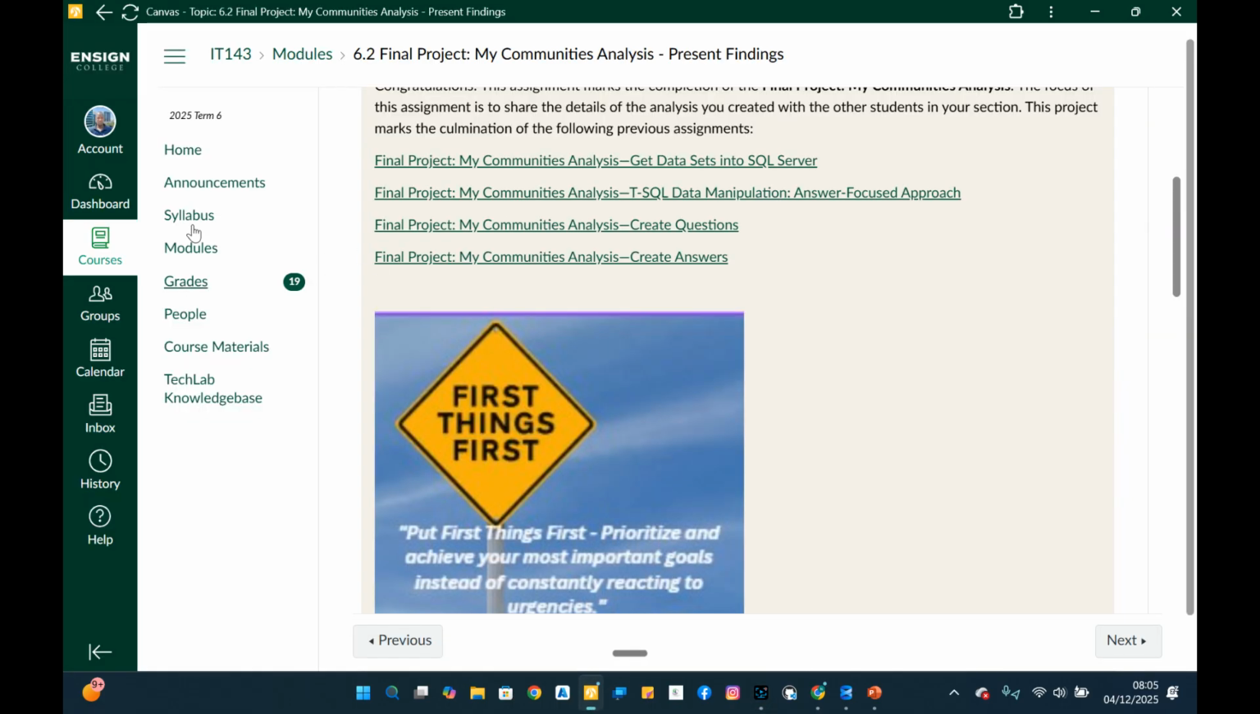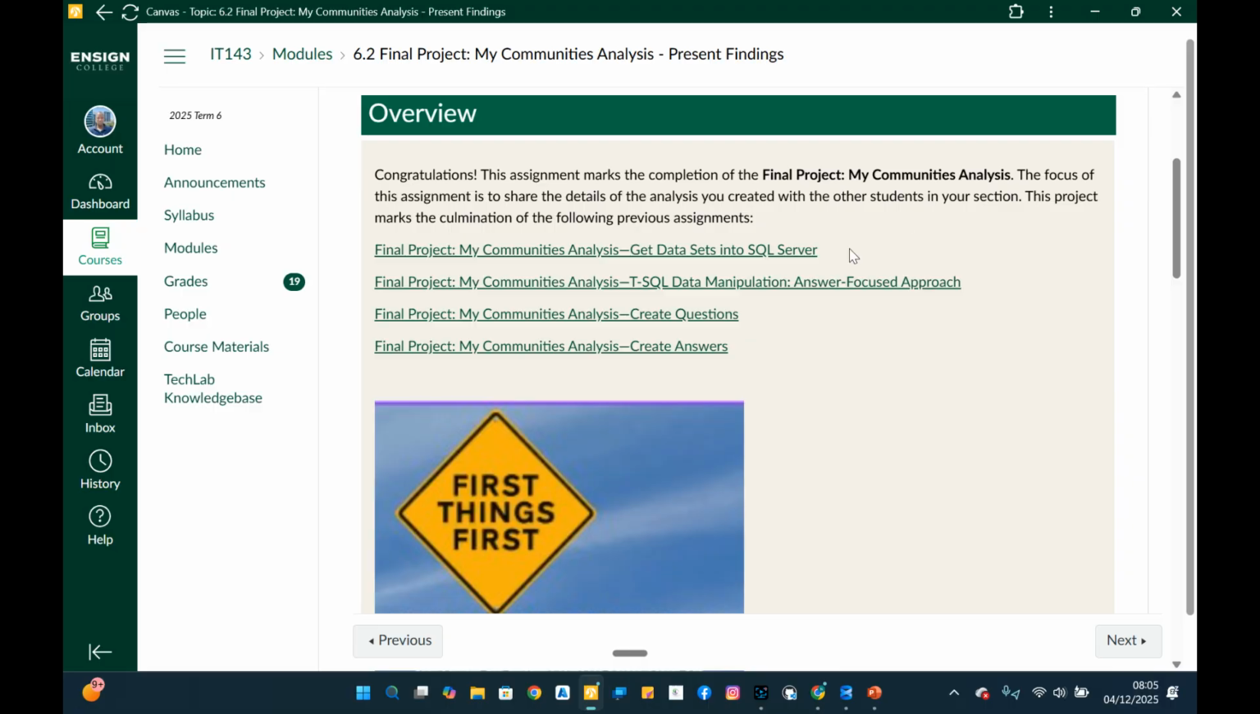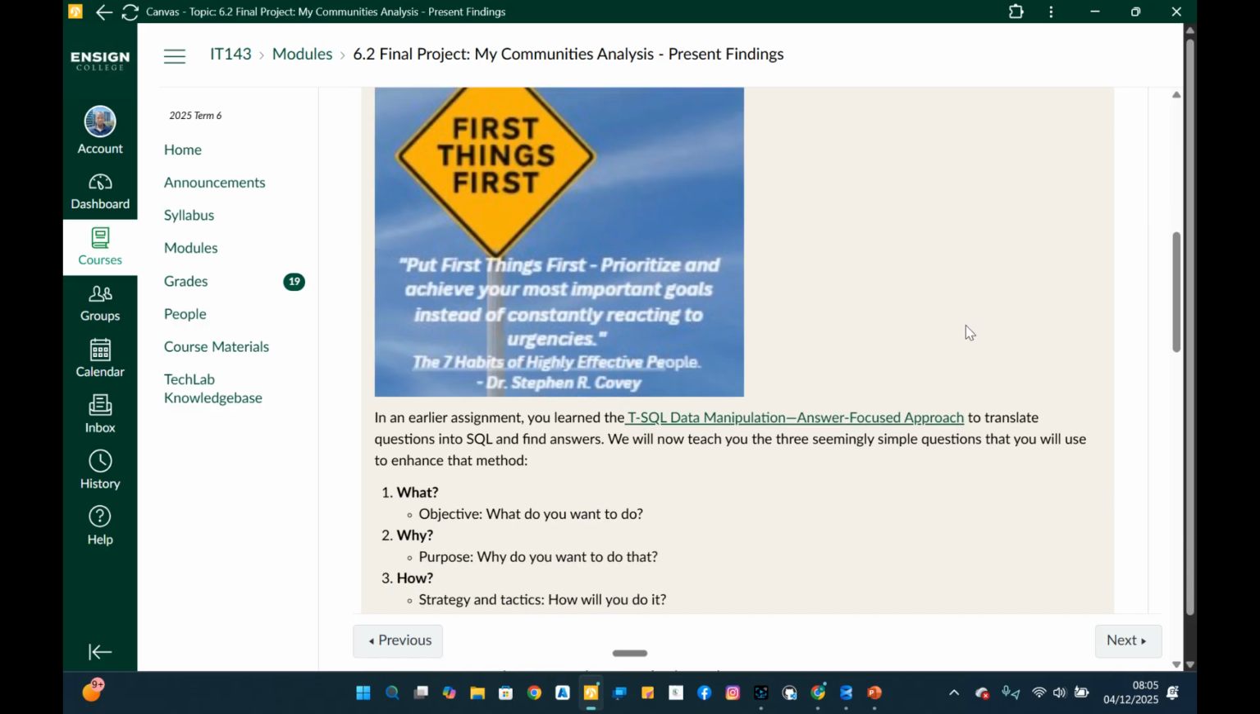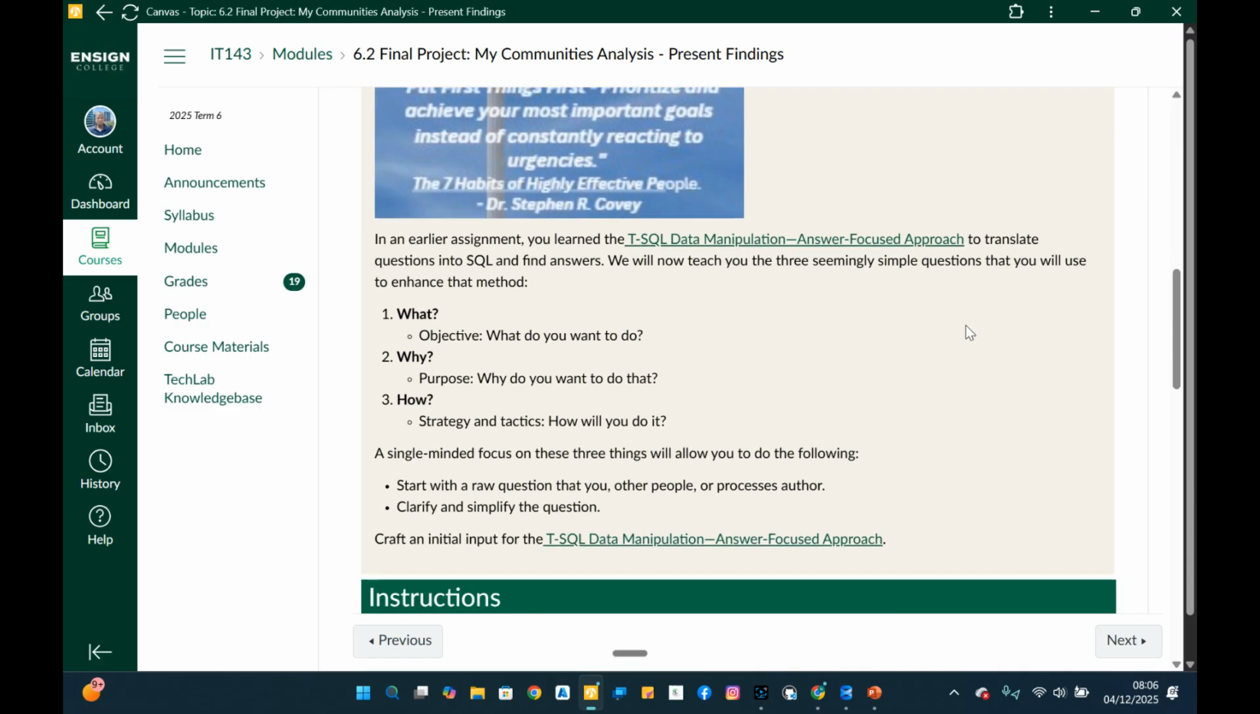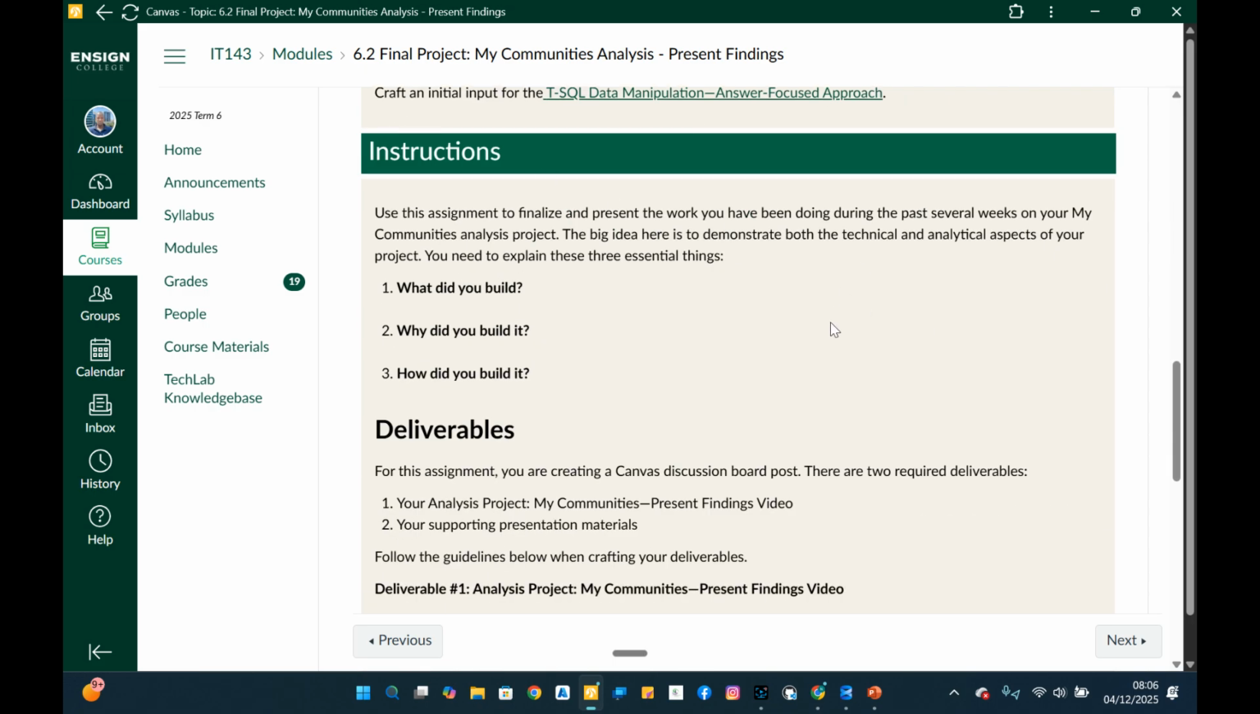We have assignment 6.2, which is the final project, my community analysis. We are presenting findings. So we have the overview. As you go through, we have been doing most of these assignments before this week. Basically, when you go through the overview, you come to the instructions.